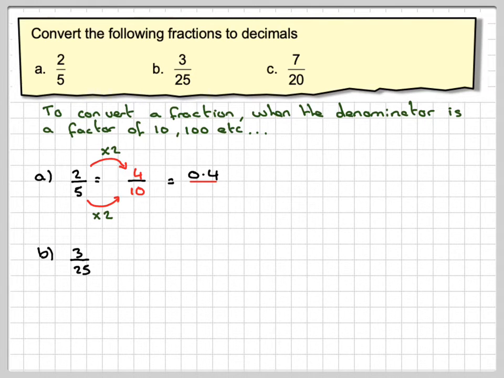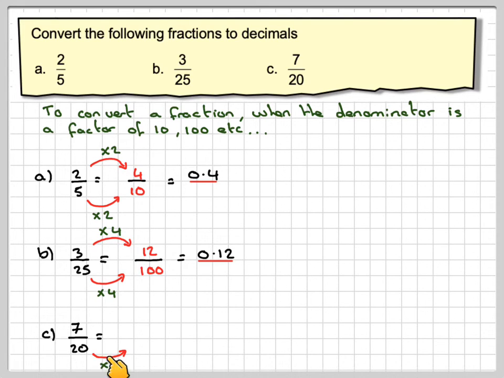It's the same idea, 3 out of 25. If we multiply 25 by 4, it will go out of 100. Same for the numerator. 3 times 4 is 12. And then 12 divided by 100, if we move the decimal point 1, 2 places that way, you get 0.12.